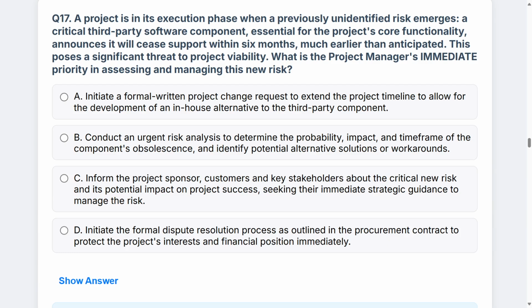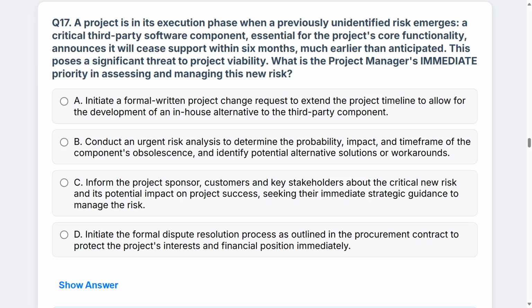Or is it C, inform the project sponsor, customers, and key stakeholders about the critical new risk and its potential impact on project success, seeking their immediate strategic guidance to manage the risk? Or is it D, initiate the formal dispute resolution process as outlined in the procurement contract to protect the project's interests and financial position immediately? I'll give you some time to think about the answer.